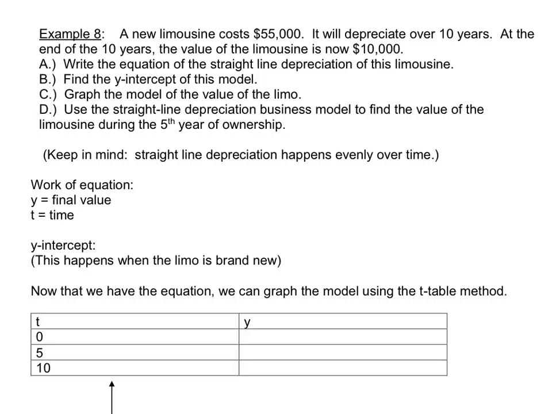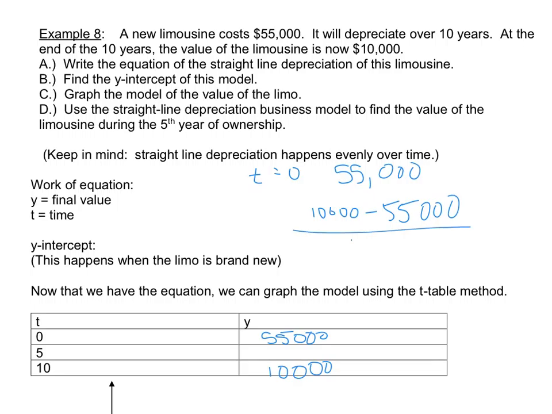Okay? So here's the thing. The equation, we already have the y-intercept because it's the beginning cost, because when t is 0, it is valued at 55,000. So now we need to find the slope, but we know that end of the 10 years it's now 10,000. So we know 0, 55,000, and 10, 10,000. So if you think about this, 10,000 minus 55,000, because that's how much it's gone down, divided by 10 years. Okay? So you get that the slope is going to be negative 4,500. So our equation is y equals negative 4,500 t plus 55,000.